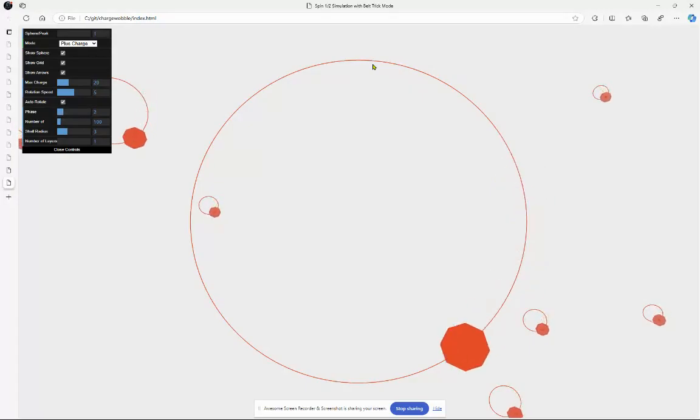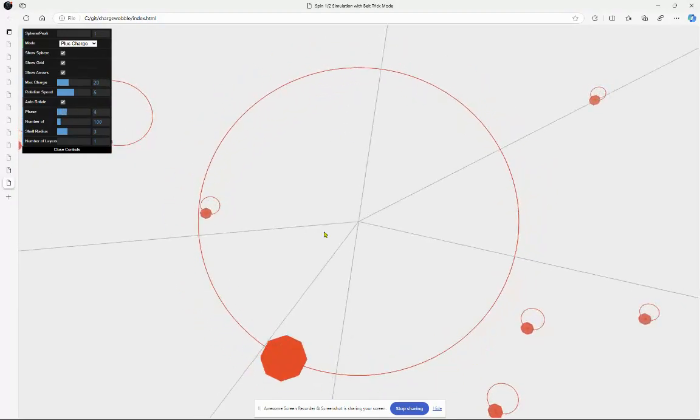Now, spin 1/2 was different. In spin 1/2, we had the top and the bottom different. They were rotating in different directions. That was a precession movement. This is not a precession movement, okay?